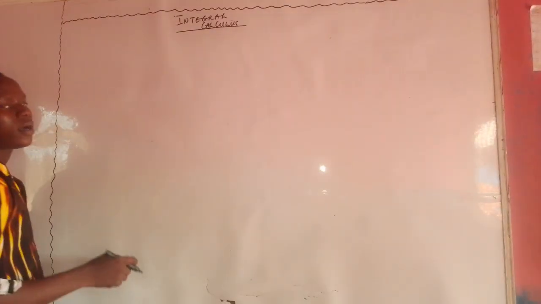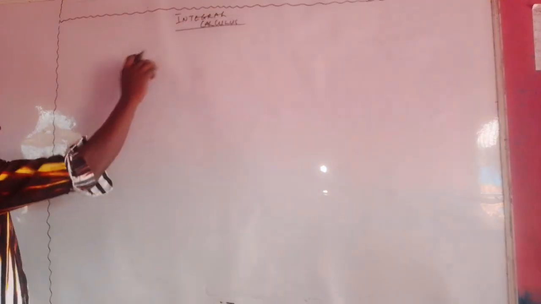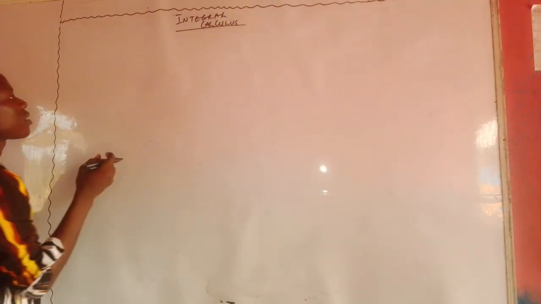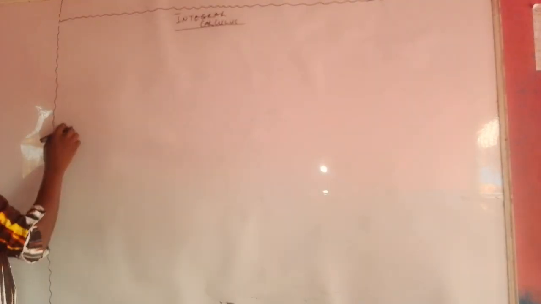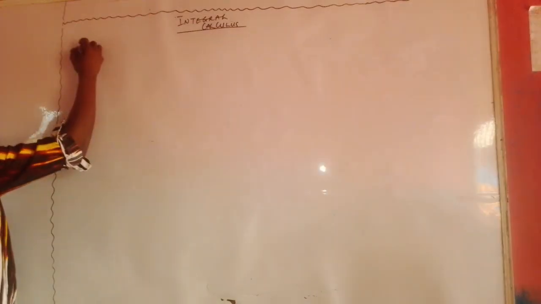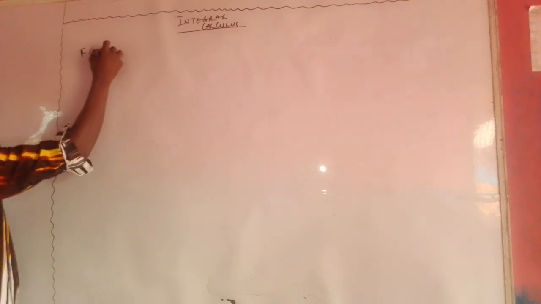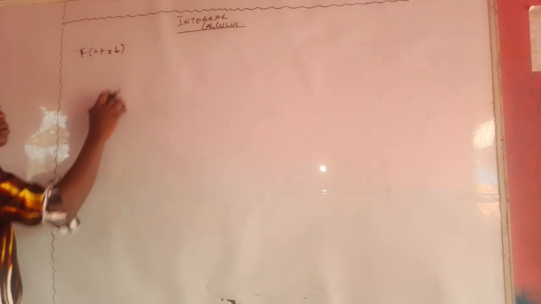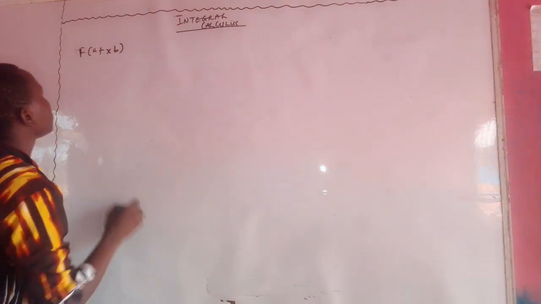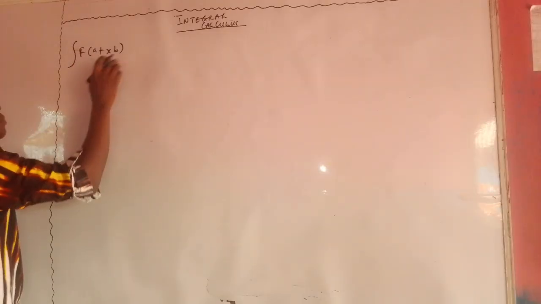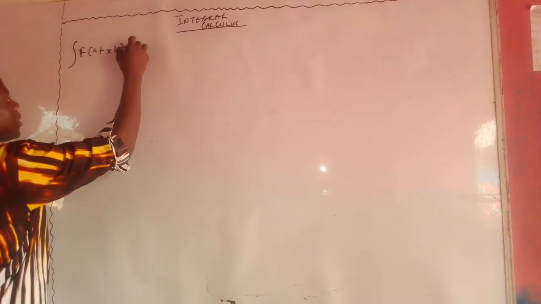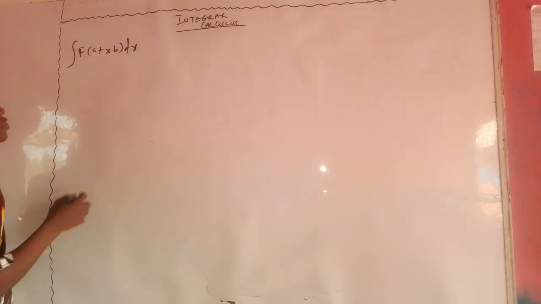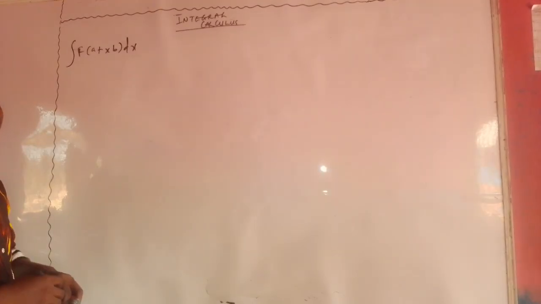So here's another property in the topic of integral calculus. Let's say we have this kind of function, f of a plus xb. Then we want to integrate this, f of a plus xb, with respect to x. Here we are going to make use of substitution.